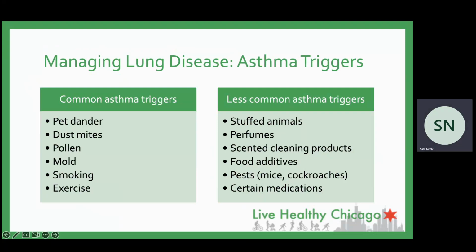Some common asthma triggers include pet dander, dust mites, and mold. So make sure you keep your home clean and free of these irritants. Others may include pollen, smoking, or certain forms of exercise. Exercise is important overall, which we'll go over, though try to keep it at a level that you can handle and have your inhaler nearby if you use one.